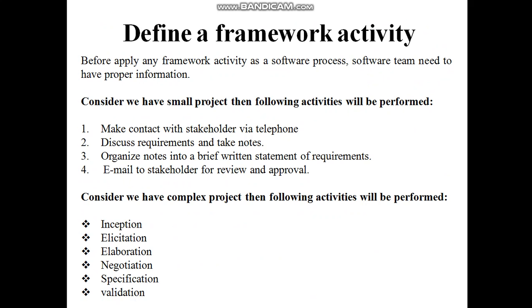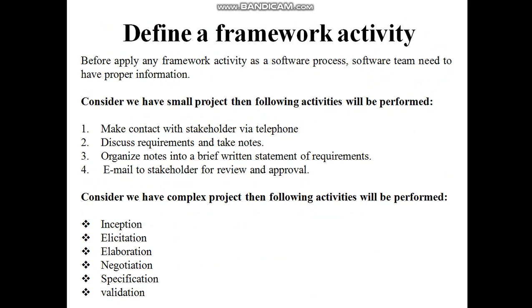Before applying any framework activity to your software process, the software team needs to have proper information. So let's consider if you have a small project. The following activities are performed. The very first is to make contact with the stakeholder via telephone. Discuss the requirement, take notes, then organize the notes in a brief written statement, then email it to the stakeholder for review and approval. So these activities are performed if you develop any small project.